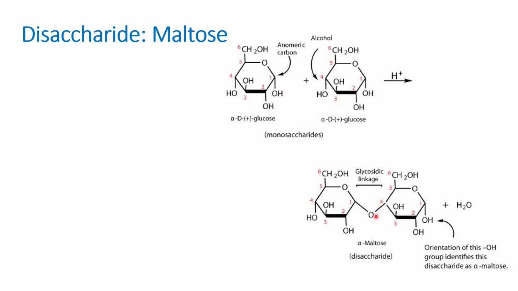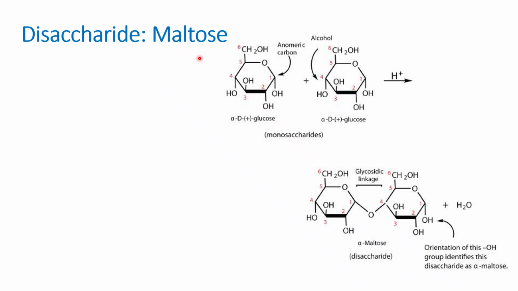This is actually an ether linkage, but in carbohydrate chemistry, we call this a glycosidic linkage. In this case, the interaction is between the OH of the first carbon with the OH of the fourth carbon. But it need not be like this. It can also be with 1 and 1. But we are talking about the disaccharide maltose, which is occurring in nature.